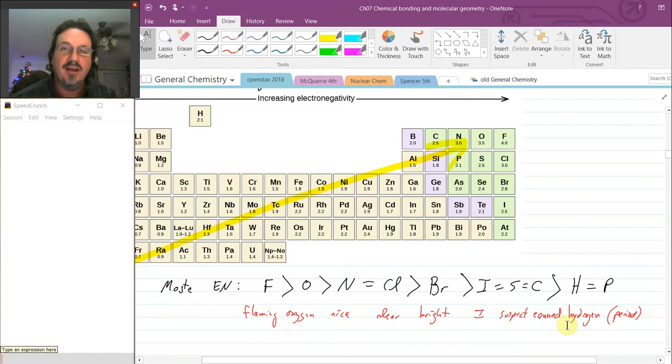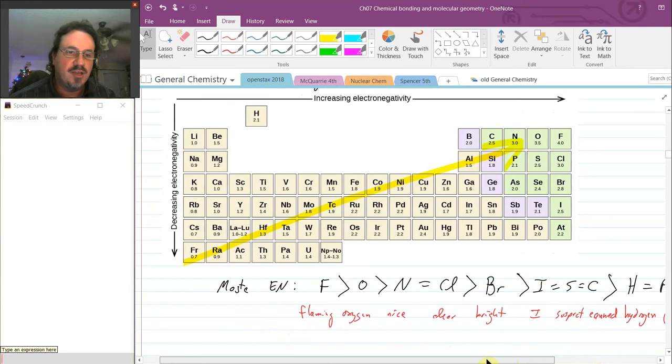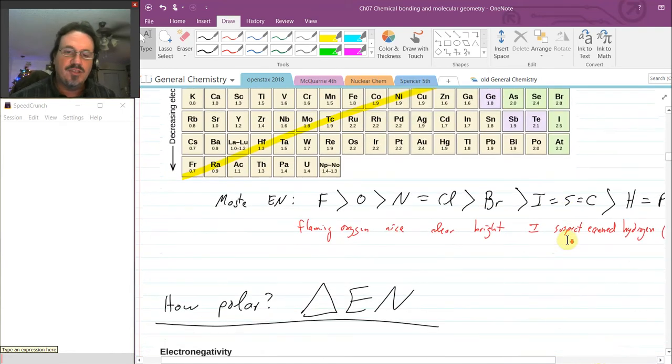I suspect canned hydrogen, period. That'll get it to you, and you just have to remember that these two are equal and these two are equal, and otherwise it gives you the order of those electronegativities. Don't need to worry about that now, but just for the future.